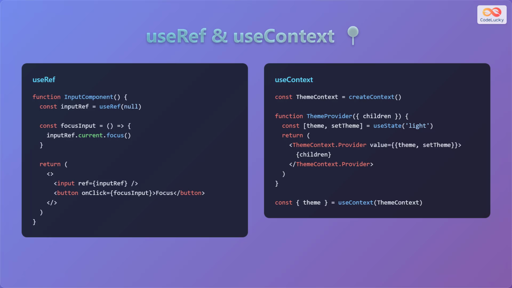Now let's talk about useContext. useContext is used to consume values from a React context. Context provides a way to pass data through the component tree without having to pass props down manually at every level. First, you create a context using createContext. Then you provide a value to the context using ThemeContext.Provider. Finally, you can consume the context value in a component using useContext(ThemeContext). This allows you to access the theme value without having to pass it down as a prop.